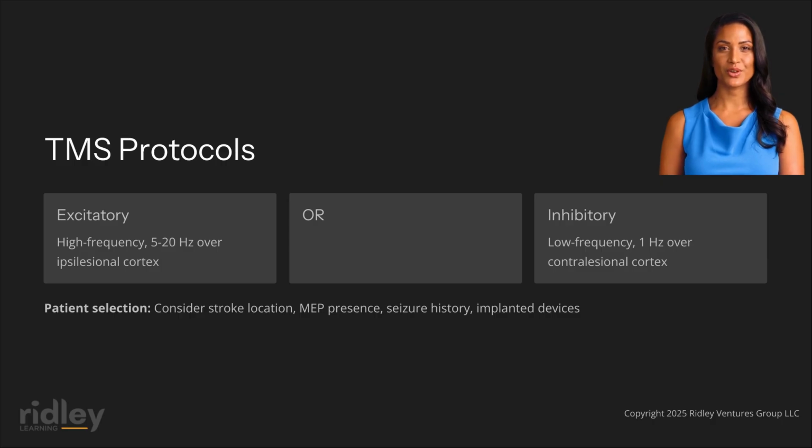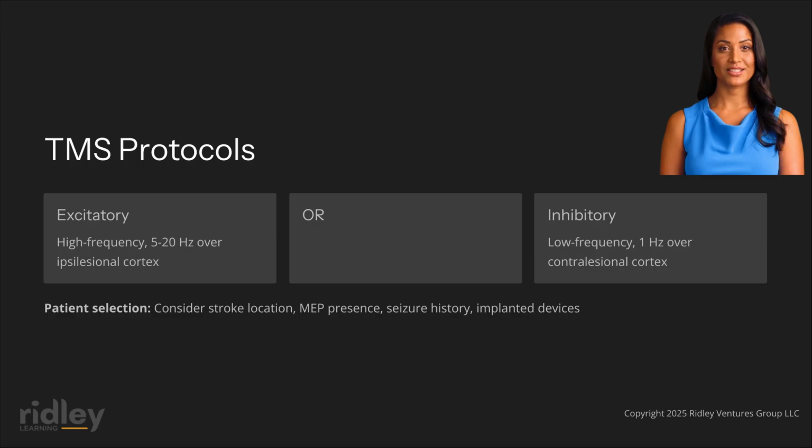Theta burst stimulation protocols offer an alternative approach with shorter session durations that may improve clinical feasibility while achieving similar modulatory effects. Patient selection for transcranial magnetic stimulation should consider stroke location and extent, time since stroke, presence of motor evoked potentials indicating corticospinal tract integrity, and contraindications including seizure history, implanted devices, and certain medications that affect seizure threshold.